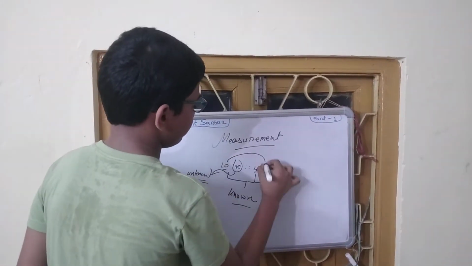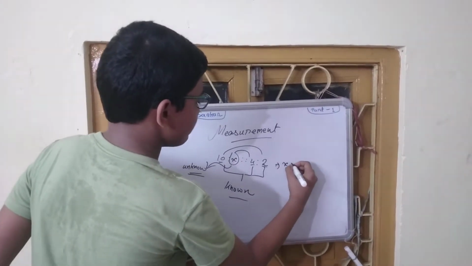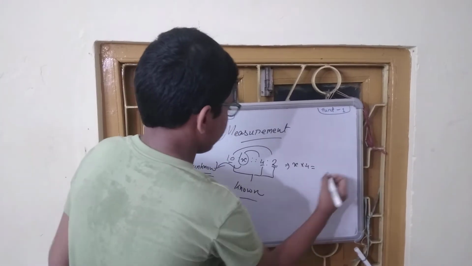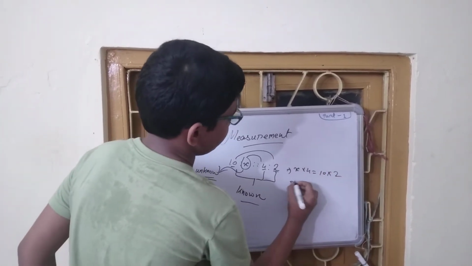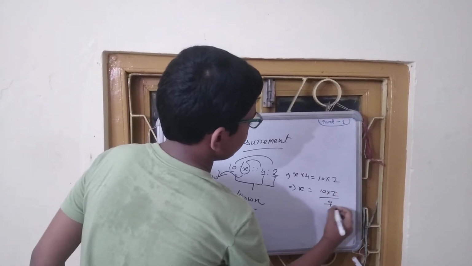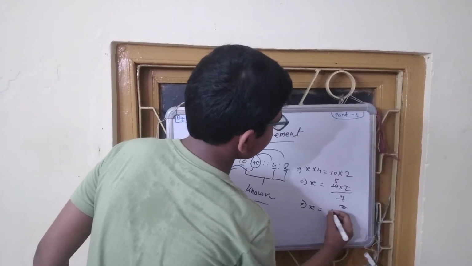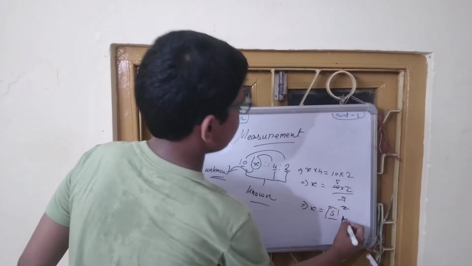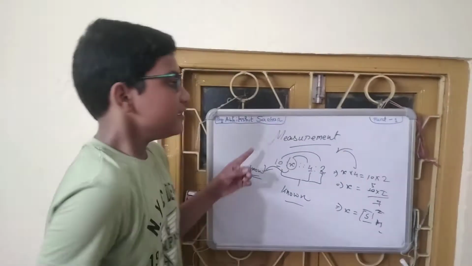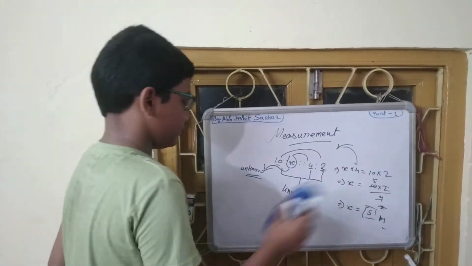Here we have to do it like this. We cross-multiply: x multiplied by 4 equals 10 multiplied by 2. In the next step, x equals 10 multiplied by 2 divided by 4, and 2 twos are 4, so x equals 5. The value of x is 5, so 5 is the answer. This is how we do a measurement. In this chapter we learn about measurement, and we have to learn it in detail.